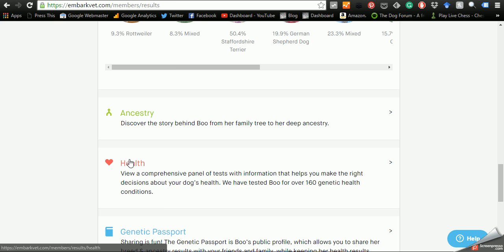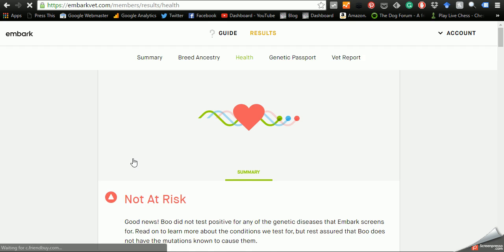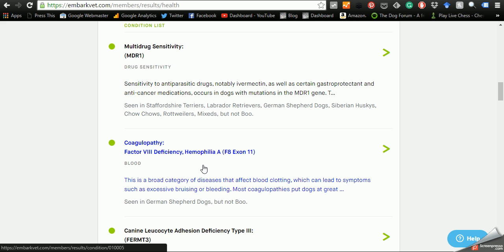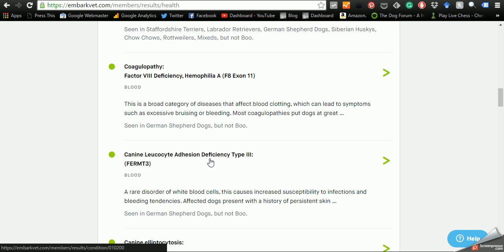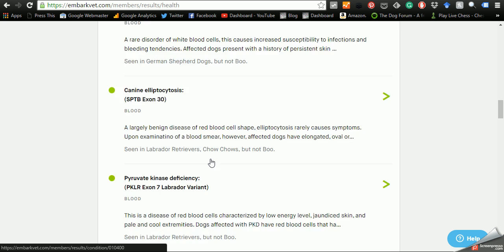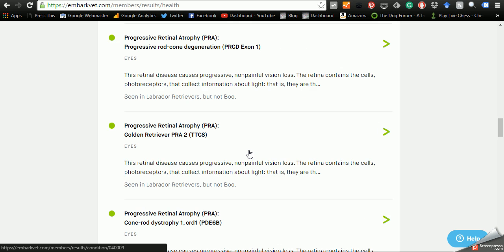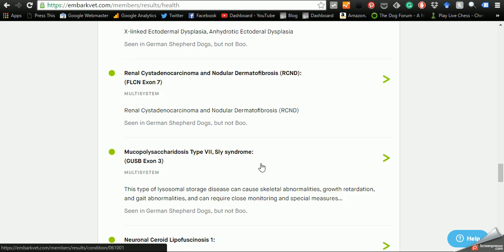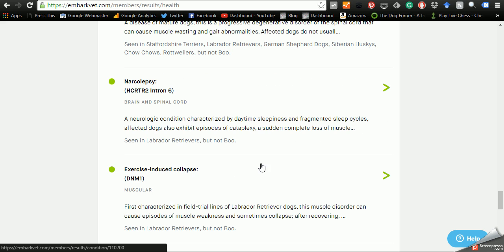Ancestry health. Let's check out her health. Not at risk. We already saw that. Okay. MDR1. This is really important. How do you say that word? Coagulopathy. Yay. Interesting. This is German Shepherd dog. Wow. I've never even heard of half of this stuff. It's crazy that it's all genetic conditions that they can test for. Wow, if we went through all these, this would take a really long time. I don't think dogs can suffer from narcolepsy.